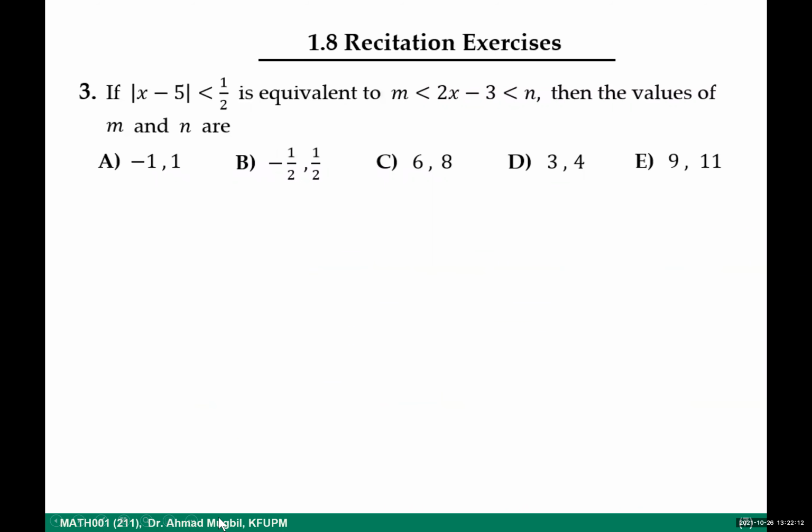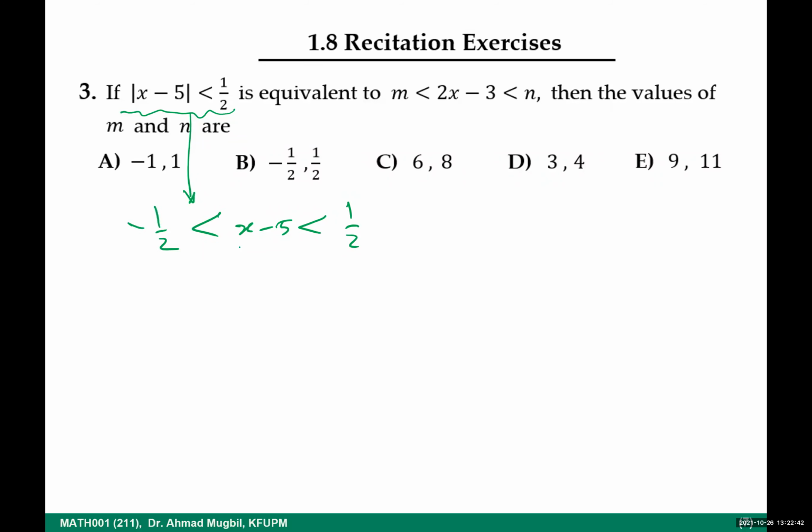Let's solve the one I think we mentioned at the end of the previous class. How to solve it? We did it. So what was the idea? Could you remind him about it? We will solve for x and build the inequality. So what do we have from here? From this one, we have two cases: x minus 5 less than a half and greater than negative a half.